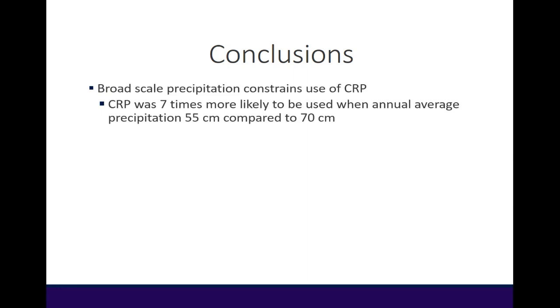So in conclusion, we found that CRP was 7 times more likely to be used in areas where annual average precipitation was 55 centimeters compared to 70 centimeters. So again, CRP is more likely to be used in those drier portions of the range.